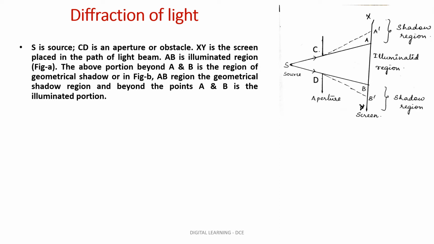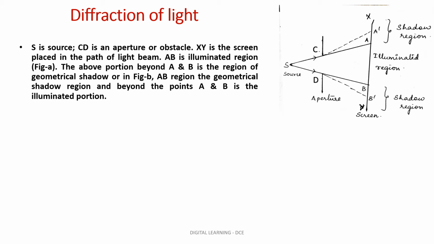But the truth is that the light from S bends at C and D and reaches A dash, as shown in the dotted line. Hence, the region between A dash and B dash becomes illuminated instead of the region between A and B. The shadow region forms above A dash and below B dash. Intensity of light goes on decreasing above and below the brighter region. This shows that light is bending at the corners of the aperture.